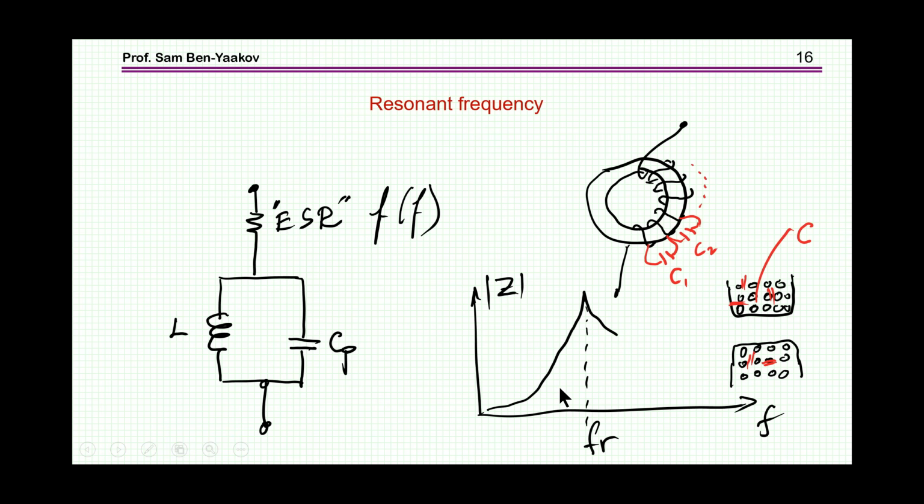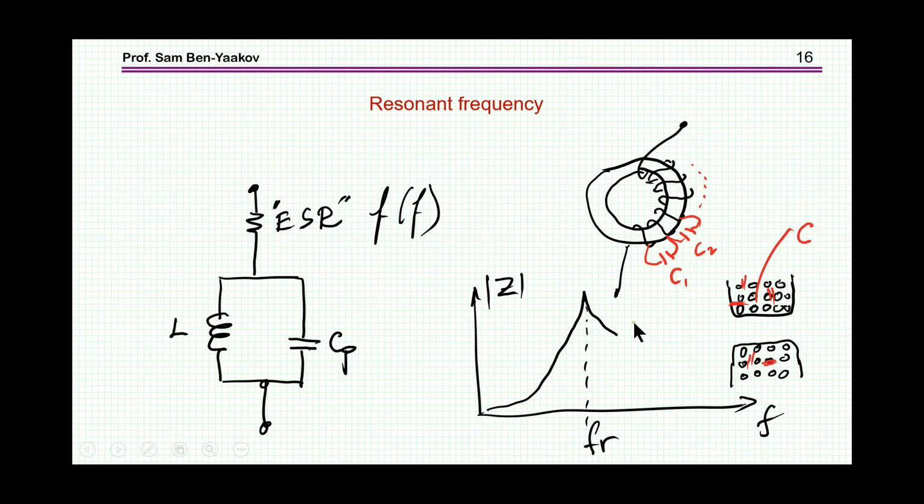Now, another issue that you have to take into account is that in between the windings there is a capacitance, so you can actually represent in the lumped model an inductor plus a parallel capacitor, and therefore if you look at the impedance of the inductor, what you see is that at the very beginning you see mainly the so-called ESR, which is something approximate, and there is then a resonant point in which the impedance is very high.